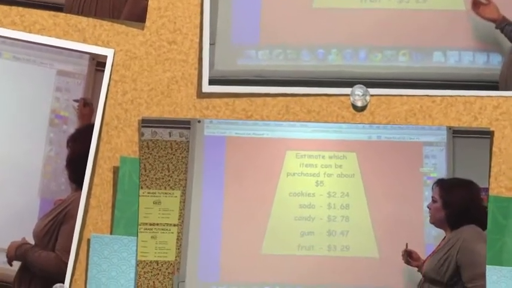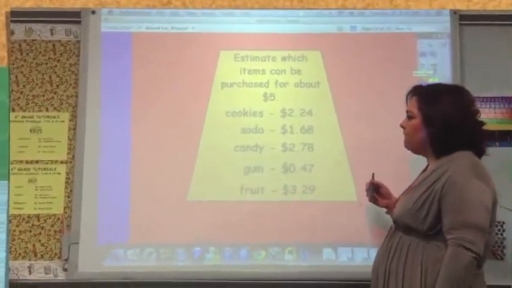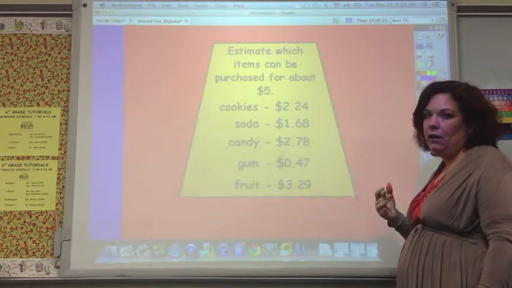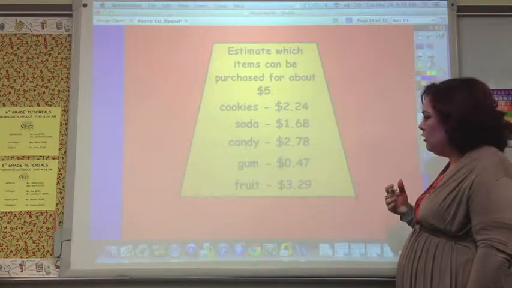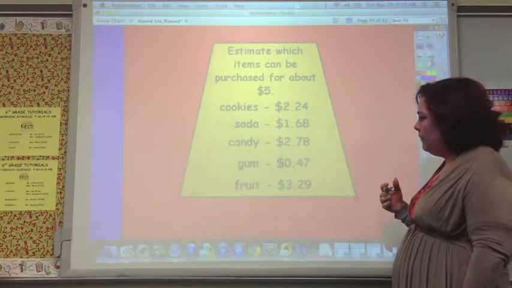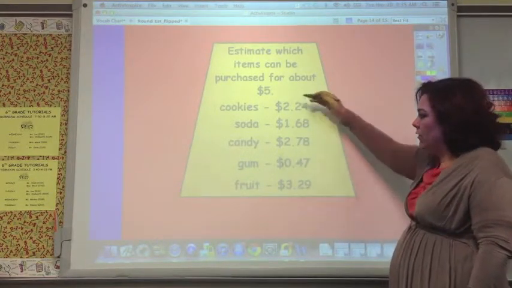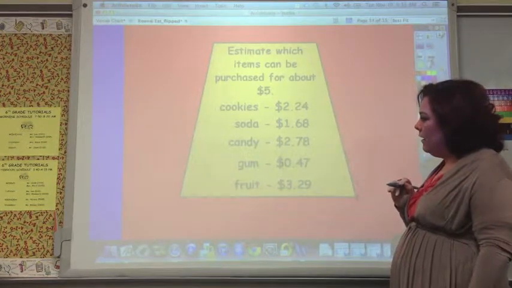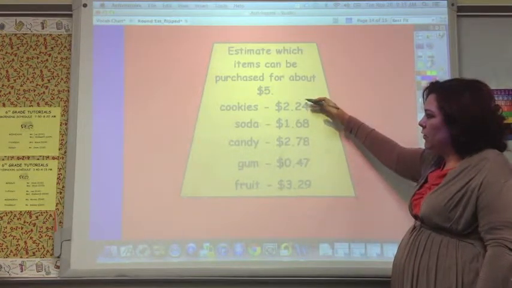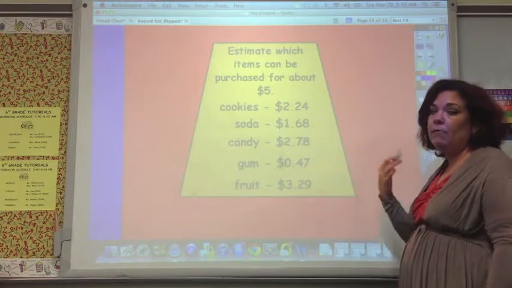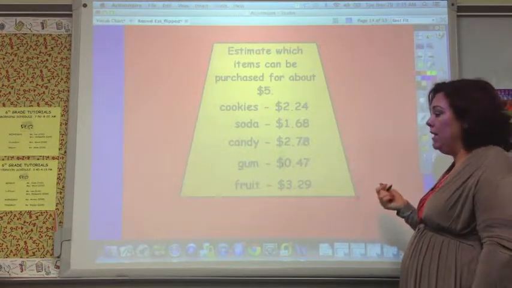You estimate which items can be purchased for about $5. You could do any combination. Maybe you'd want to do soda and candy, or cookies and soda. You wouldn't be able to do cookies and candy. You'd go over. So think about what you could buy without going over, what combinations.